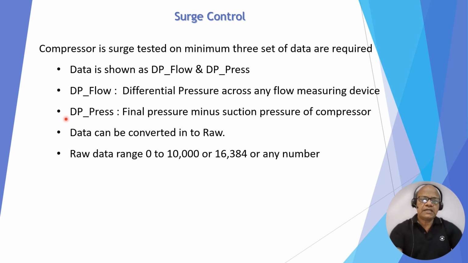Now, whatever data we are measuring in DP flow and DP pressure has to be converted into a raw value. And the raw value can be 0 to 10,000, 0 to 16384, or any number is possible. So we need to convert this engineering value, that is DP flow in MMWC or any other unit, or DP pressure in bar or kg. Both have to be converted into raw. That raw can be 0 to 10,000 or 16,384 or any number.